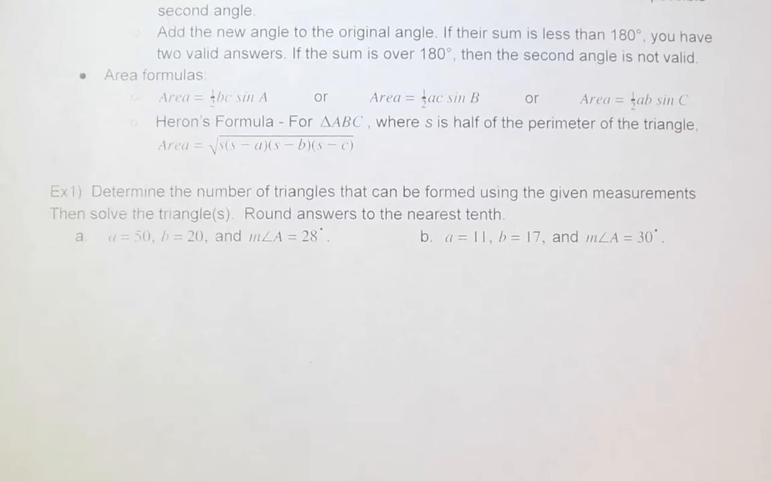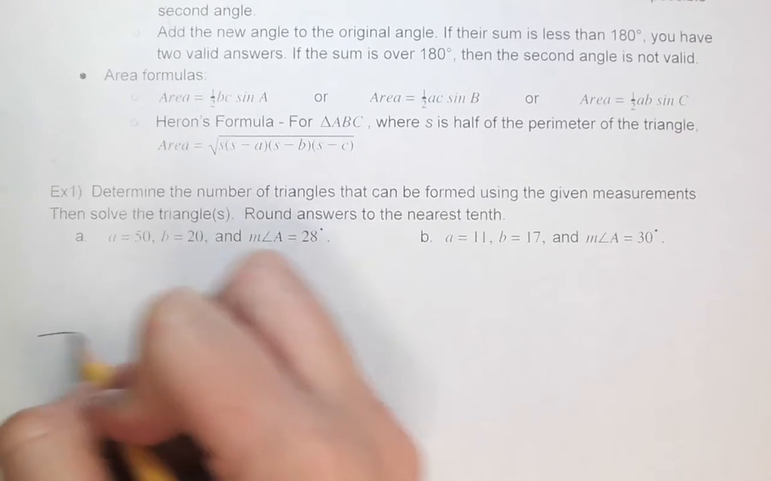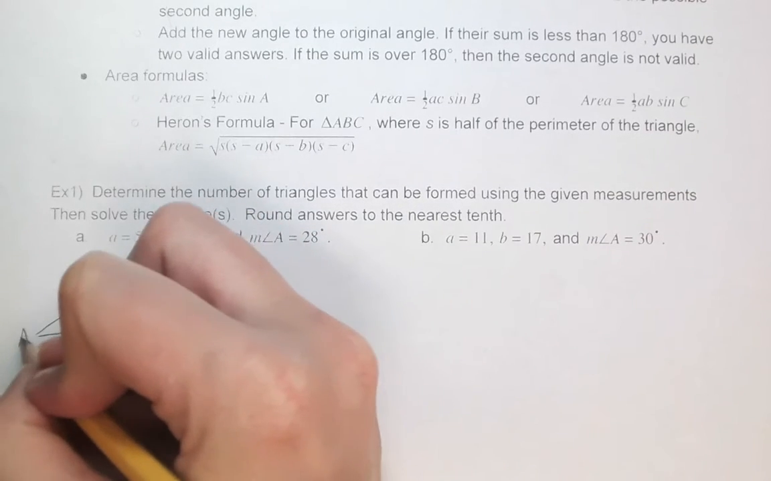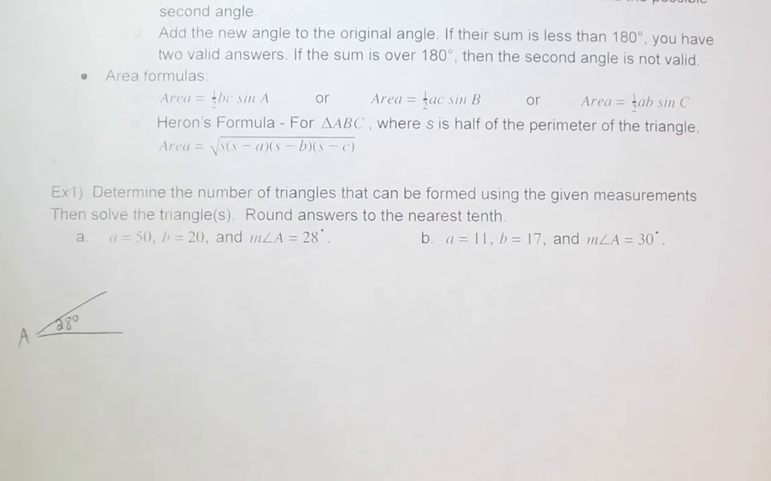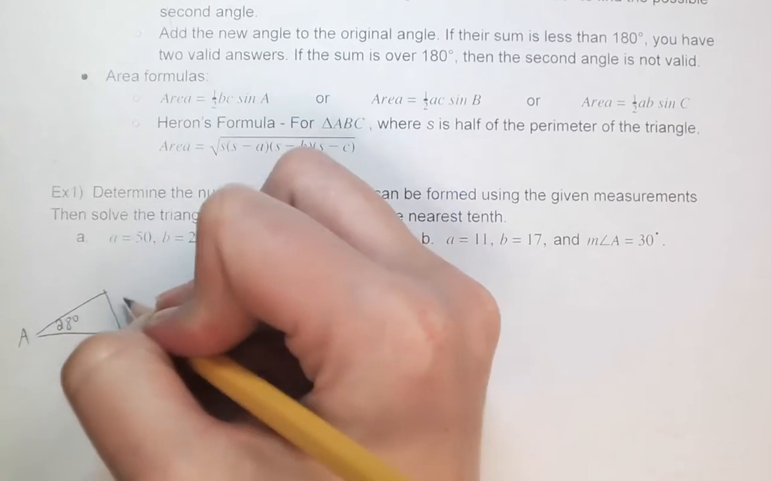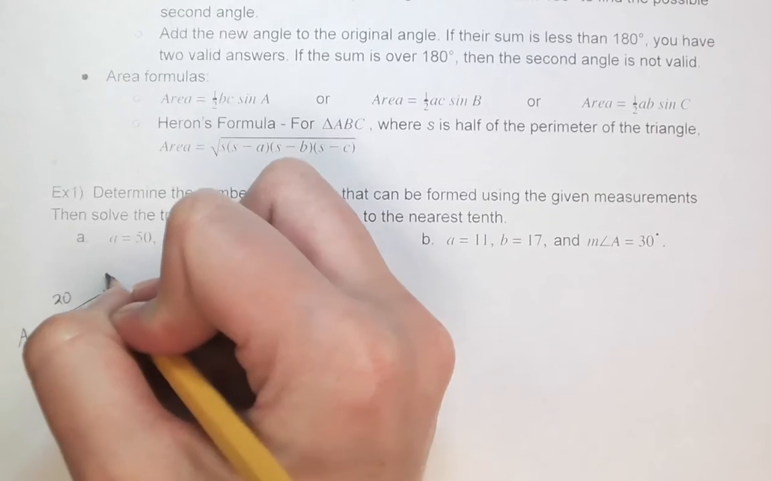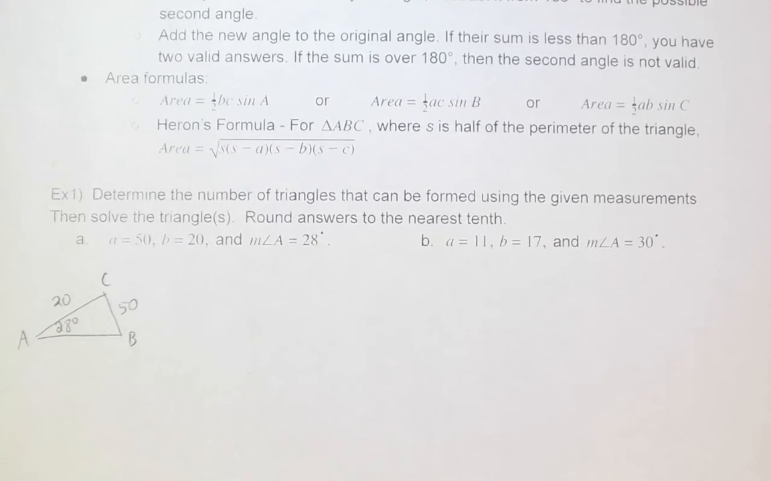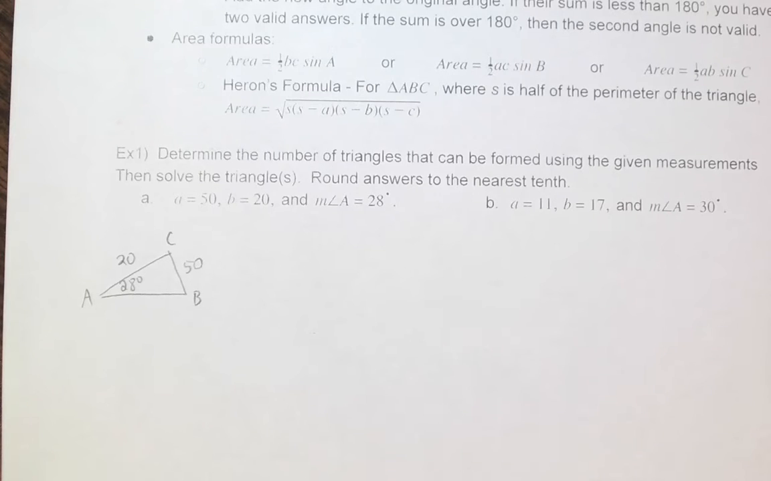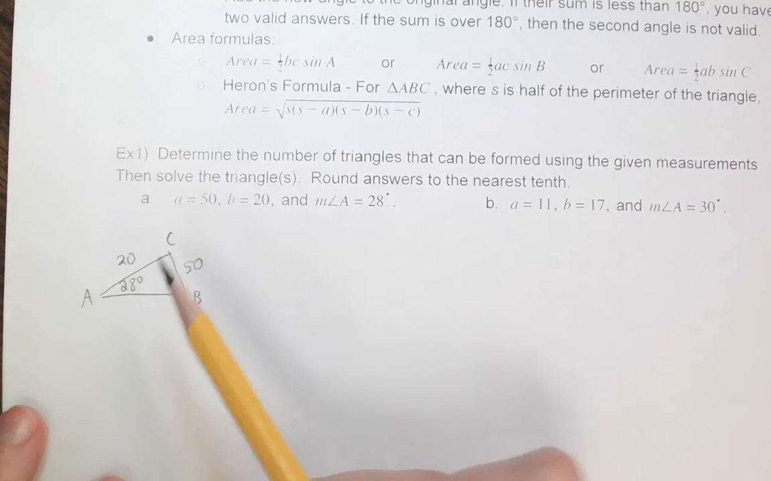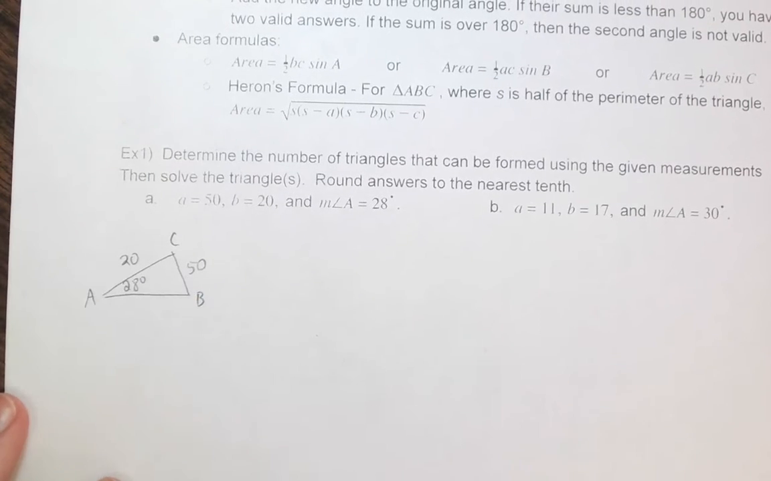So the first thing I'm going to do is sketch a picture of what I'm looking at. I'm just drawing a general triangle. I'm going to say this is A, and that's 28 degrees. Then side A is opposite of that, so that's going to be 50. And then I'm going to make side B here 20, which makes that big B and that C, angle C. So this is the information we have so far. It is side-side-angle. So this could possibly have more than one triangle. We're going to test.